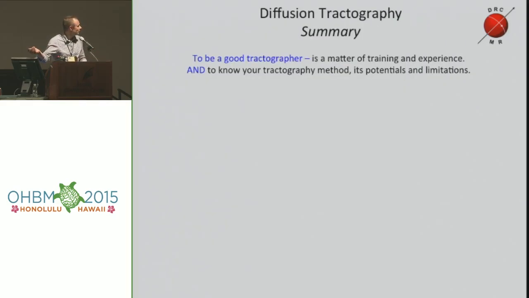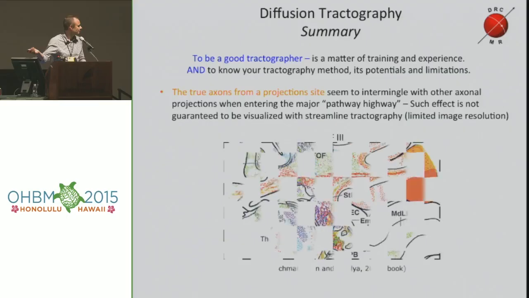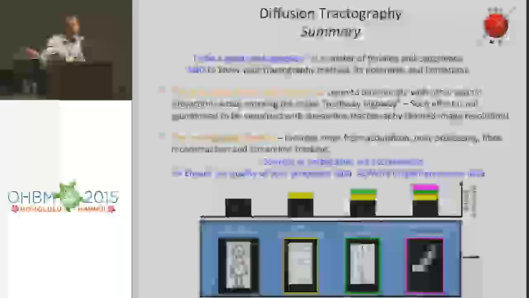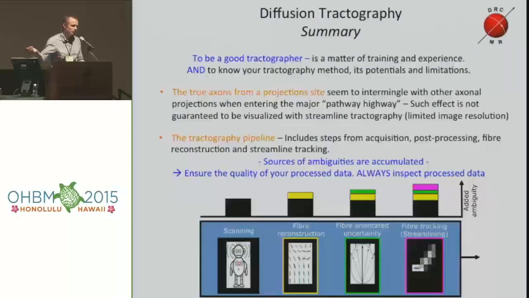So in summary, to be a good tractographer, it's really a matter of training and experience. But you need to know your method. One of the challenges here is that the true axons intermingle on the major fiber pathways, so it's really hard to differentiate that with tractography. There's no guarantee that you can do that due to limited resolution. You need insight into your tractography method. You have the sources of different ambiguities here, so you need to be aware of that.